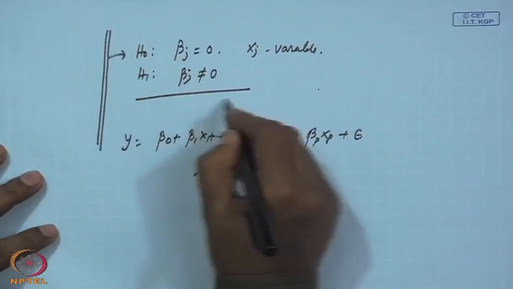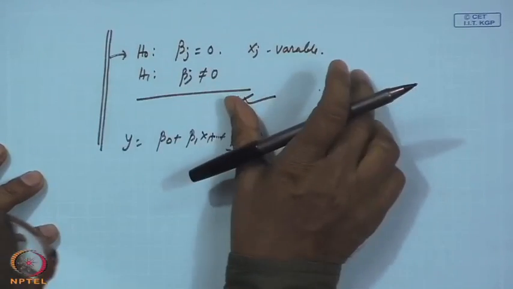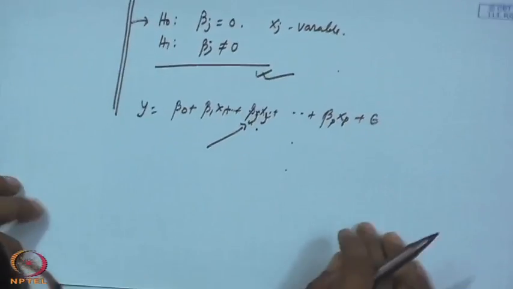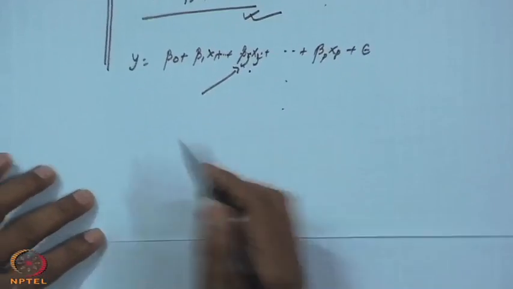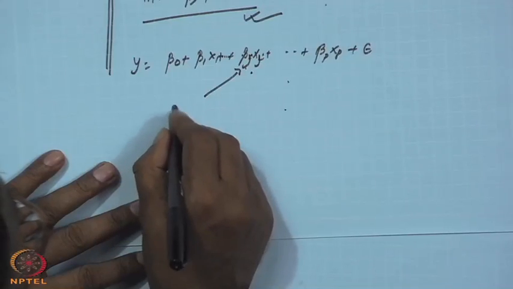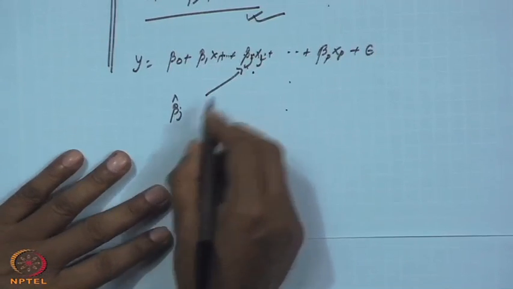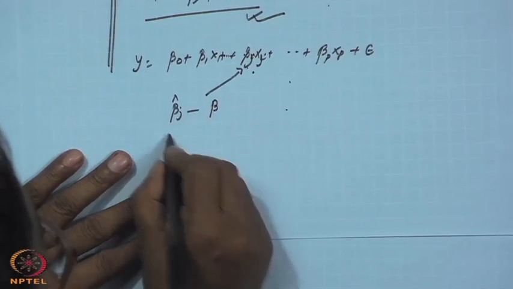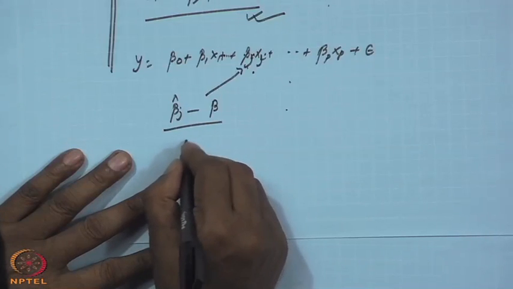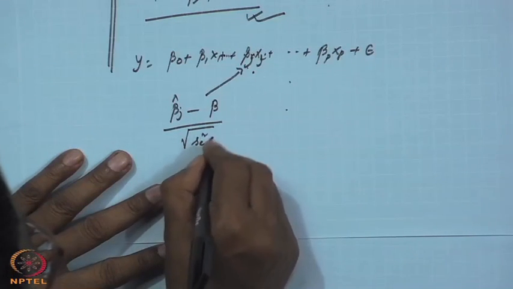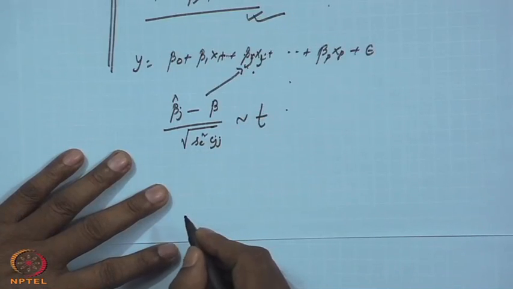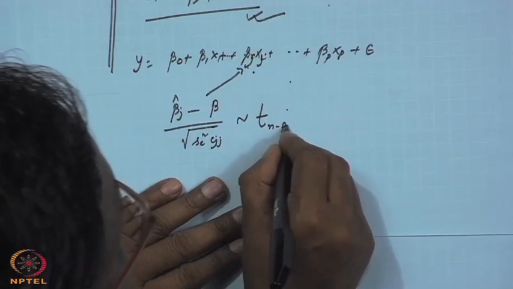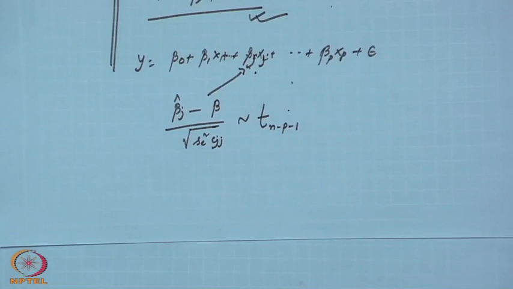Okay. Now, I will come back to the test part later on. Now, let us see what we are developing, the confidence interval part. So, beta j cap minus beta j by square root of sigma square C j j will follow the t distribution with n minus p minus 1 degrees of freedom.